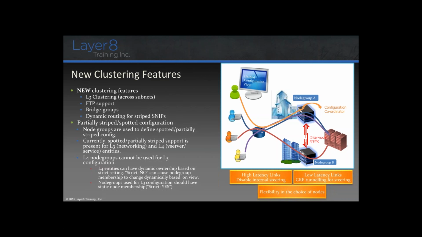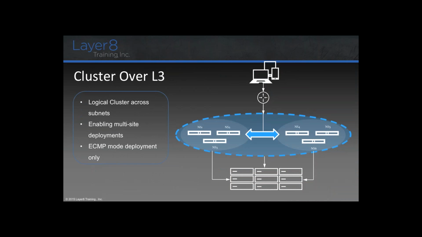Again, we're increasing our functionality within the environment, providing more support for high latency links. We can disable our own internal steering. For low latency links, we can do GRE tunneling for steering. And of course, we're picking up the flexibility to choose which nodes are handling what within the cluster. Again, we get our logical cluster across subnets. We have multi-site deployments now, and we can set ECMP mode in deployment only for our clusters.